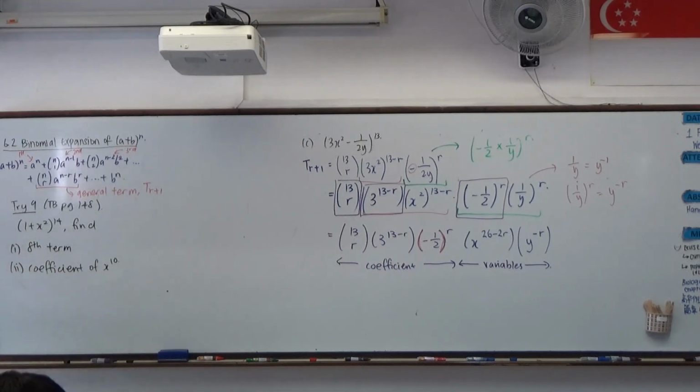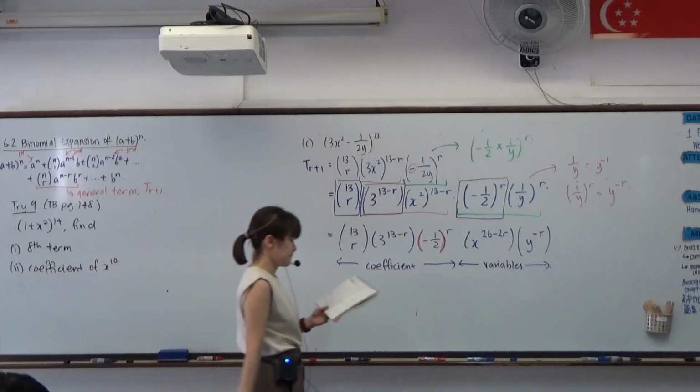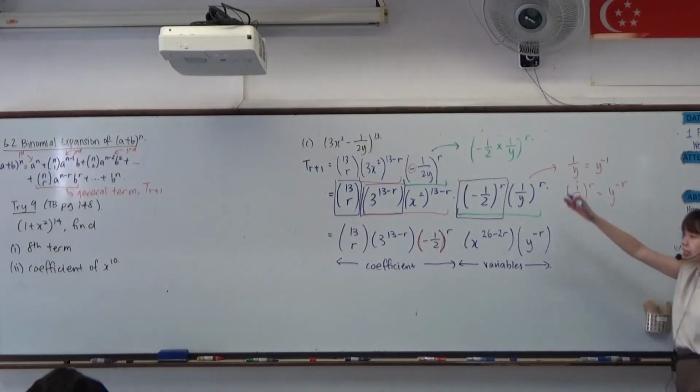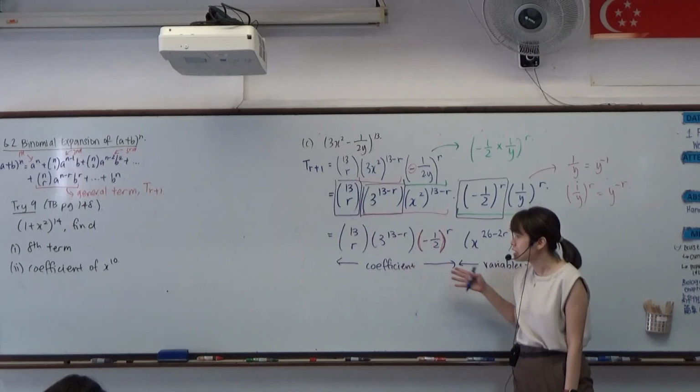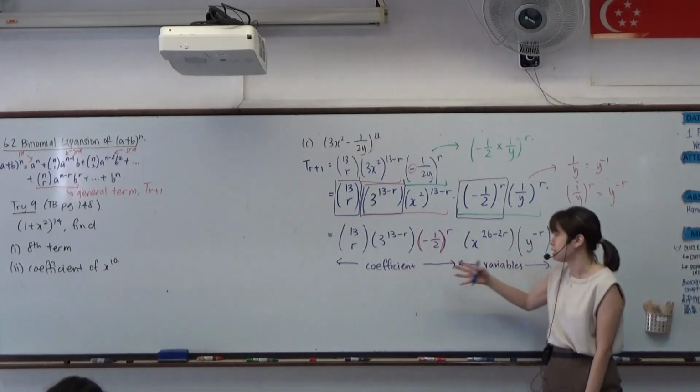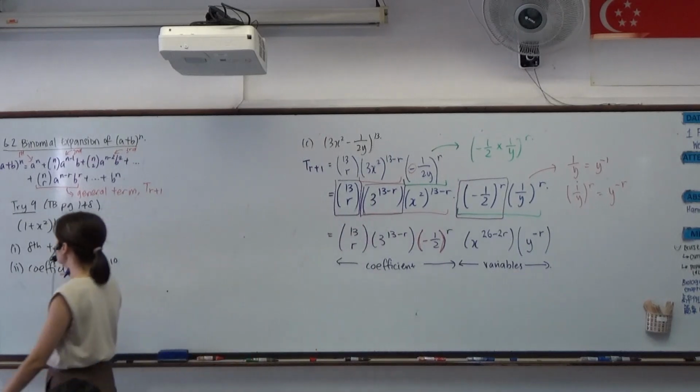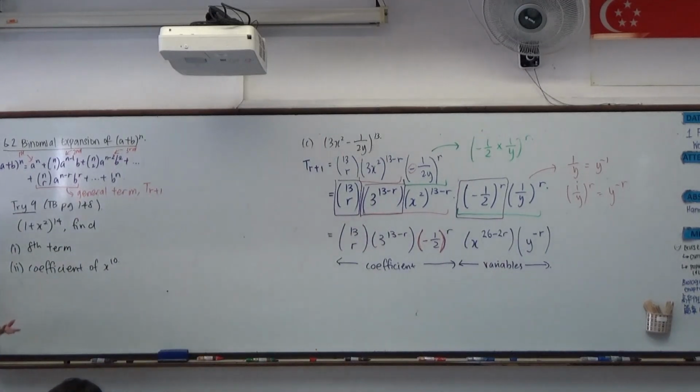So let's look at try 9. There's a reason why, in the simplification process, I want a very clear distinction between coefficient and variable. Because in questions like try 9, a very typical question, they will ask you to find the coefficient or find the eighth term, something like that. So let's figure out how to solve this question.